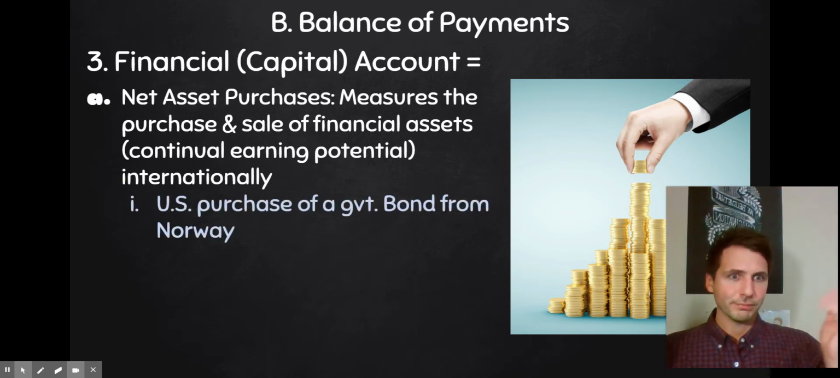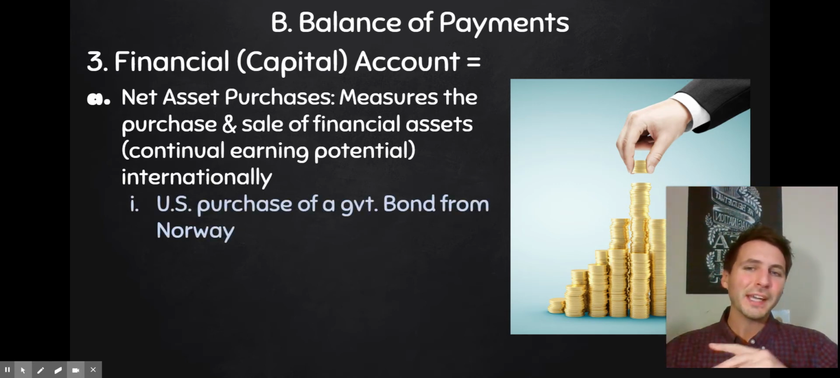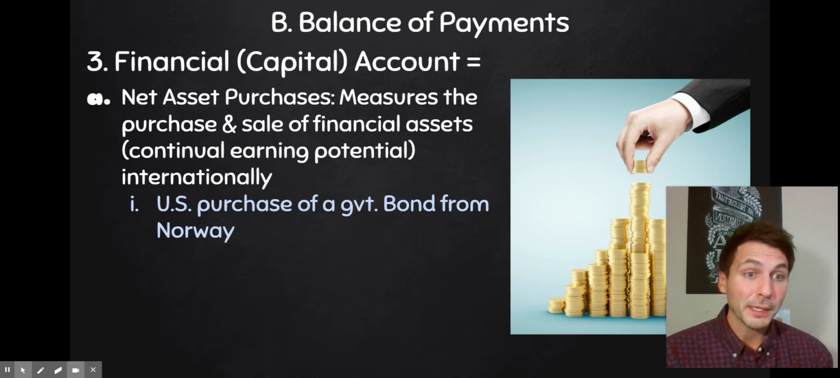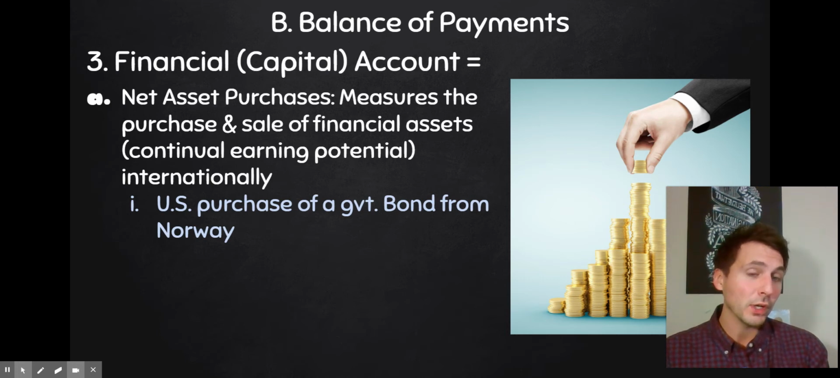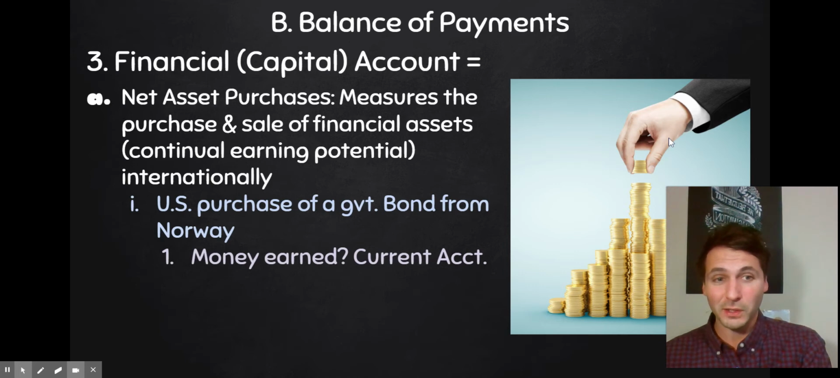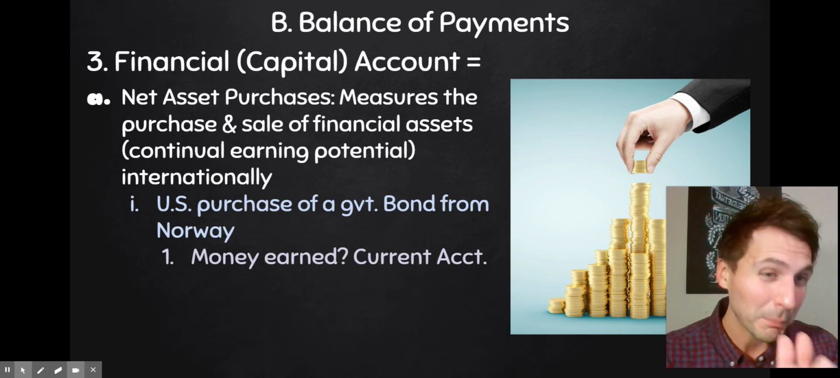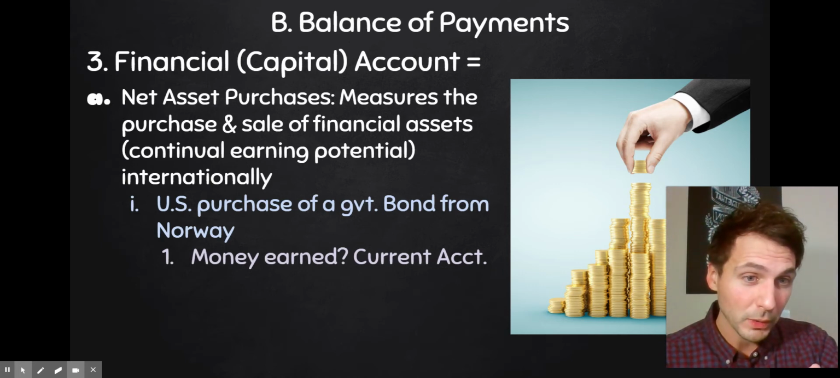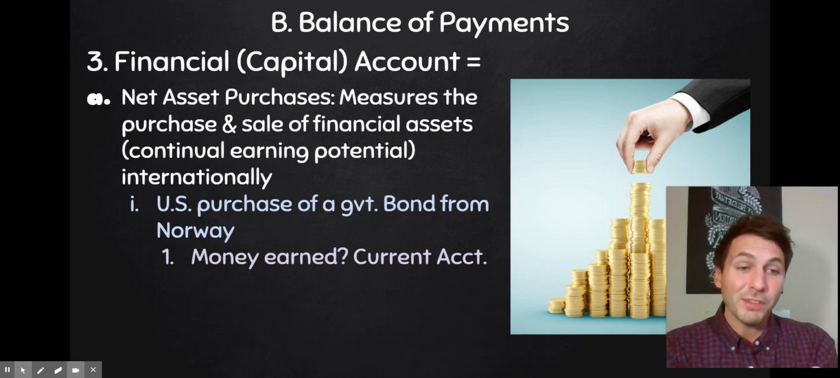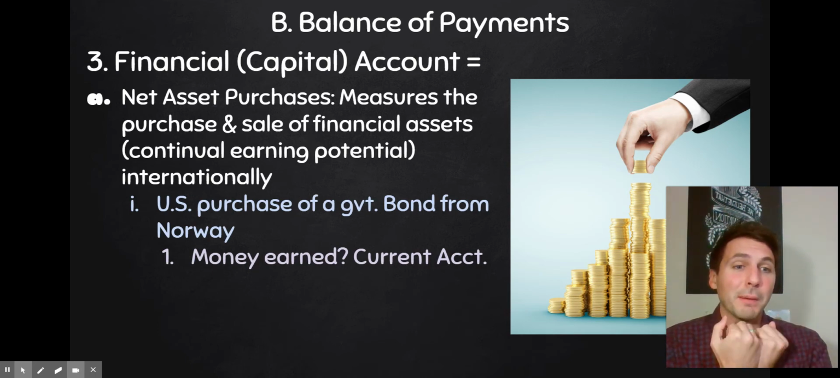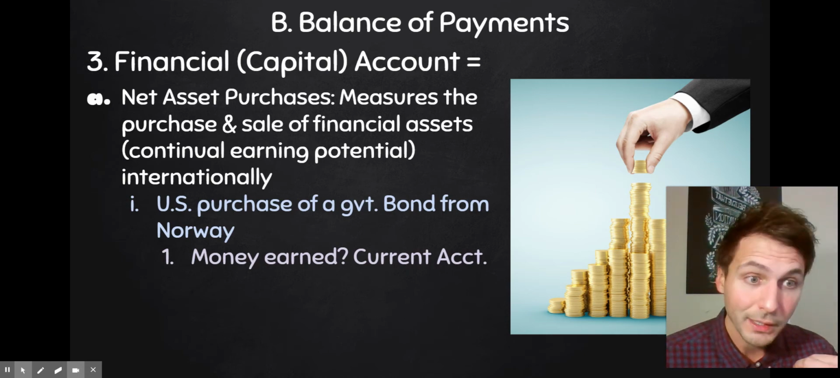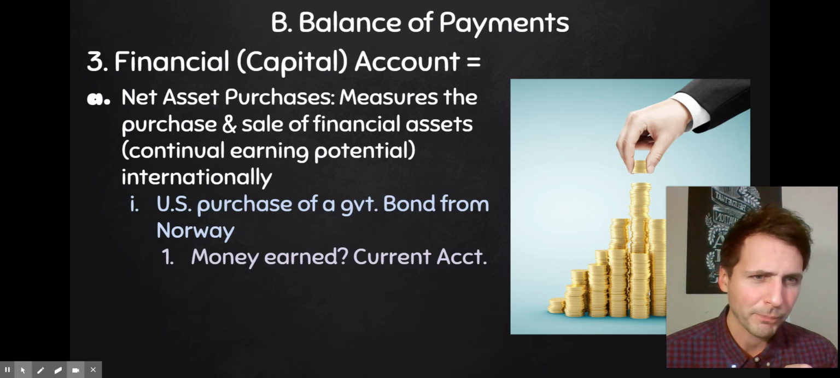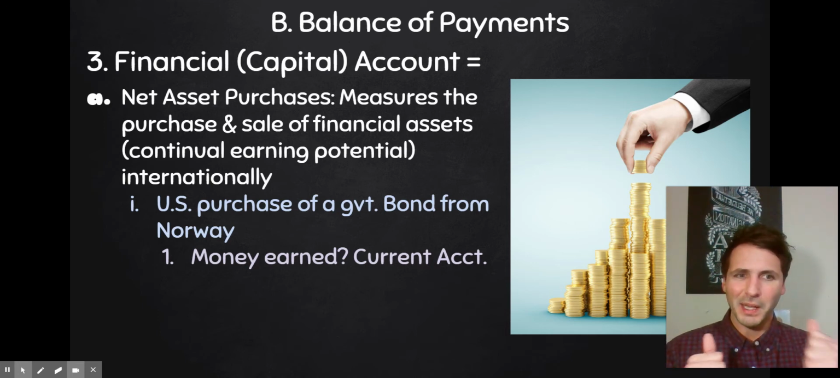So for Norway, look at that. So, for example, if the United States purchases a government bond from Norway, that's going to be outflow. The initial purchase of that bond is going to be outflow. But when I make money off of that bond in the future, that's going to be tracked in the current account. So I have outflow because I purchased the bond. Money went to Norway, right? And then I'll have inflow in the future because that money will be coming back in the form of interest payments or income that I make off of it in my current account. Now you should start to see why the two sides balance.